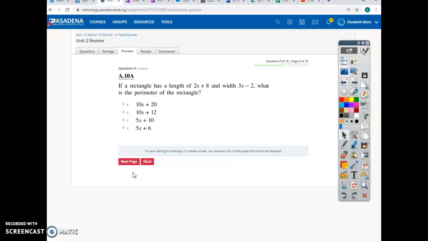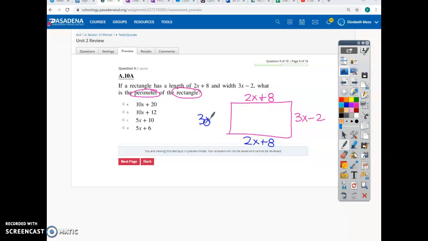Problem 9 is talking about perimeter of a rectangle. So I would draw the rectangle. Okay? It says the length is 2x plus 8, so 2x plus 8 goes here. And then the width is 3x minus 2. So we talked about this last time, and we said that if this is 2x plus 8, then this is 2x plus 8. And if this is 3x minus 2, then this is also 3x minus 2. Perimeter means to add. Add up all the sides. So we're going to add up all the things that look alike, los que se parecen.